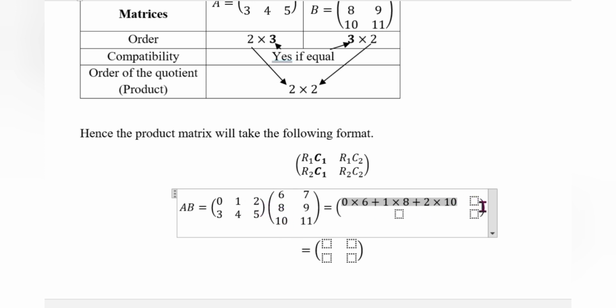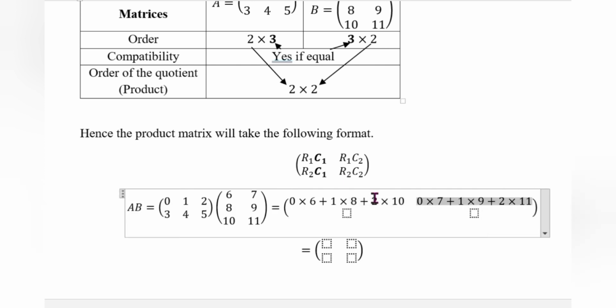Next, to get the element here, because it's in row 1, column 2, it means we shall take the elements in row 1 from the first matrix times the elements in column 2 in this second matrix. The product is the one we shall write here, and that's what I've done there. You can see we have taken 0 times 7 plus 1 times 9 plus 2 times 11.